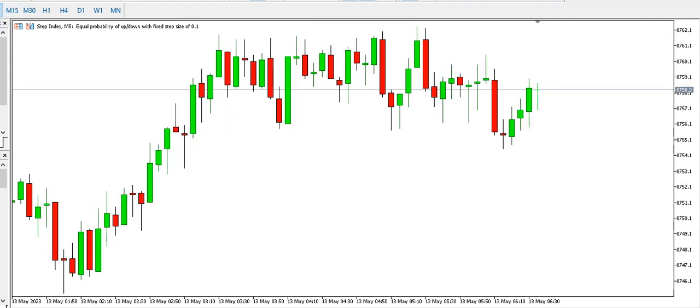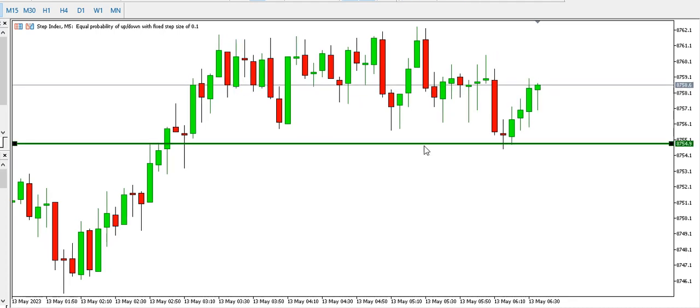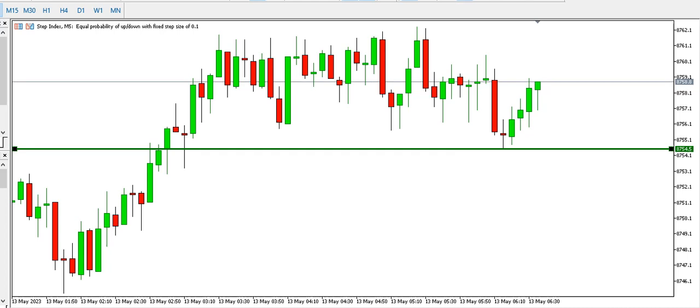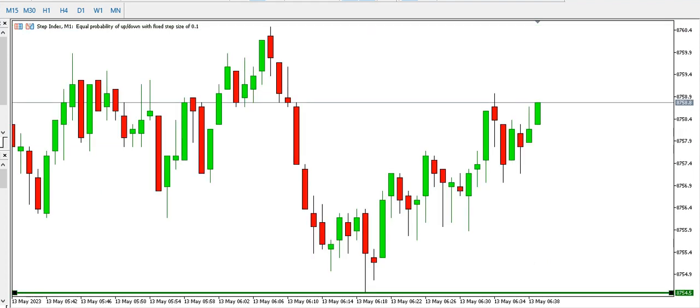On the 5 minutes time frame, do we have anything? It's still ranging. This is the range bottom, and this is the range top. A break of this range will tell us where price is headed. That's the 5 minutes time frame.